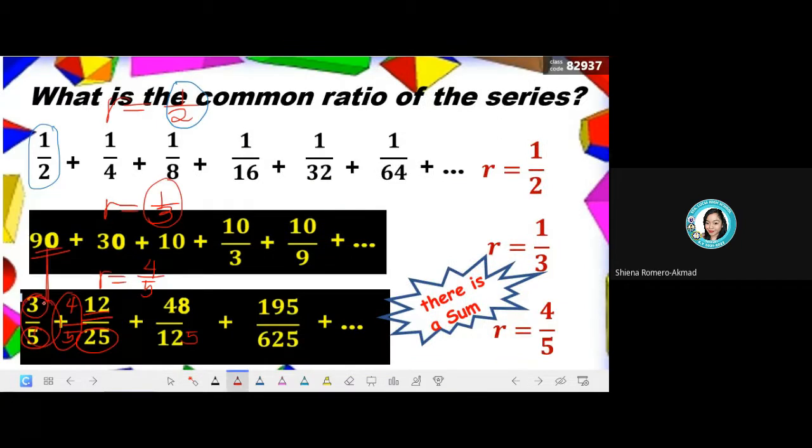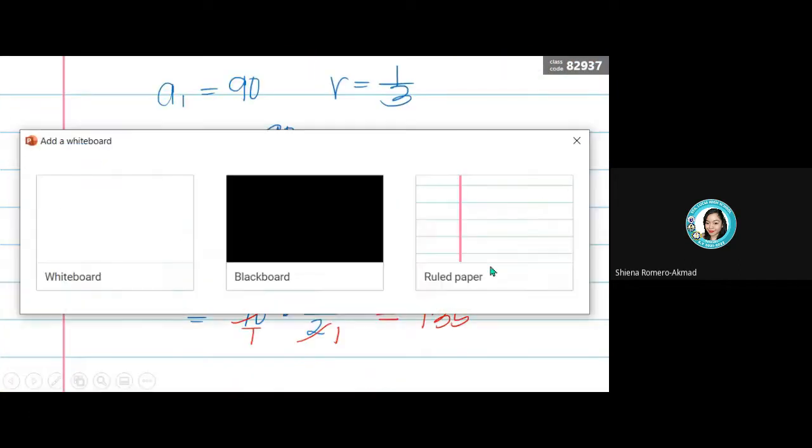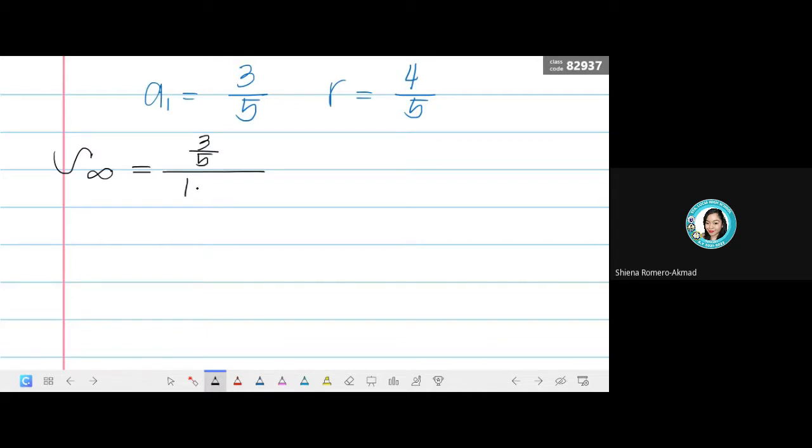And then, last example. The first term is 3/5 and the R is 4 over 5. First term is 3/5. 3 sub 1 is 3/5. And the ratio is 4 over 5. Dali lang to. Sum of infinity is equal to the first term divided by 1 minus R. So we have 3 over 5 divided by 1 minus 4 over 5. So alam nyo na yan.